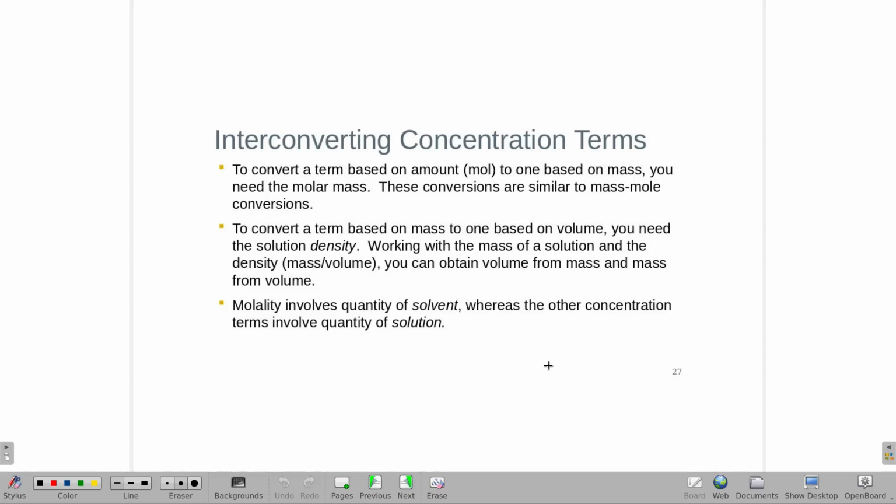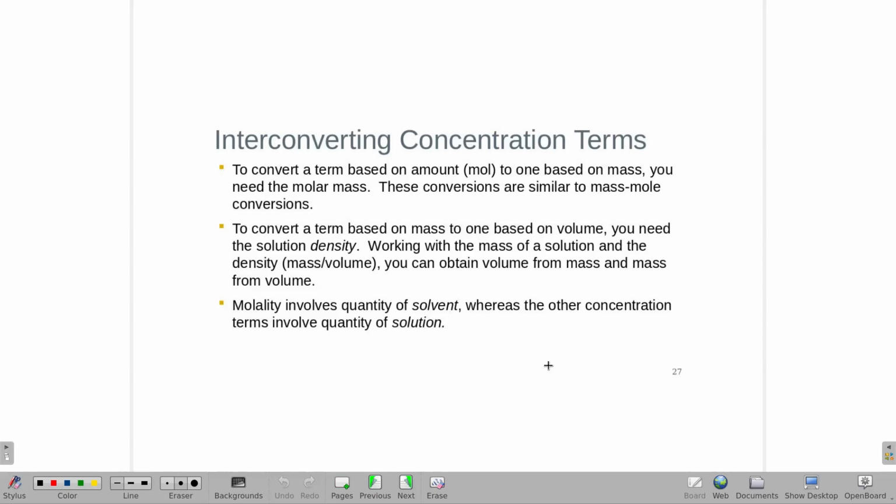Unfortunately, molarity is the most commonly used unit in the chem lab. But that's not what we're going to need to do all those colligative property calculations later on. So we're going to need to actually have a working strategy of converting one concentration term to a different one.